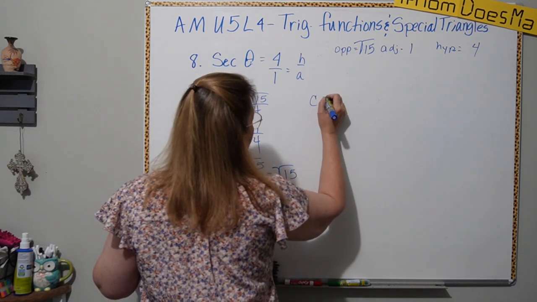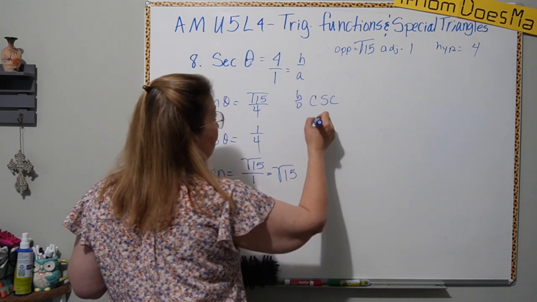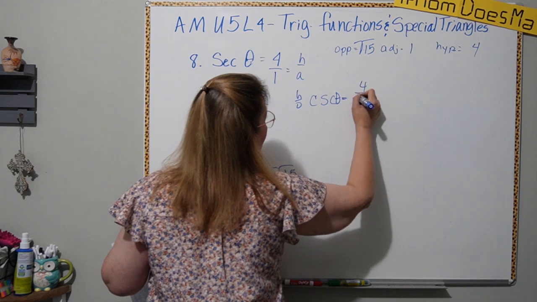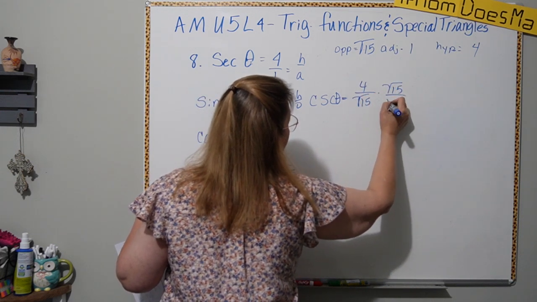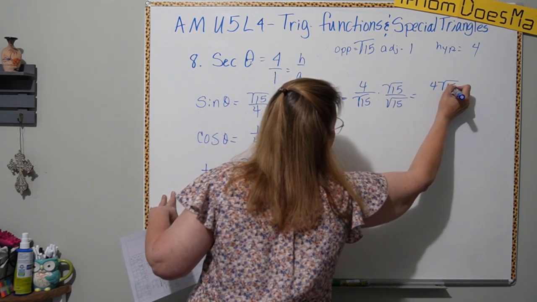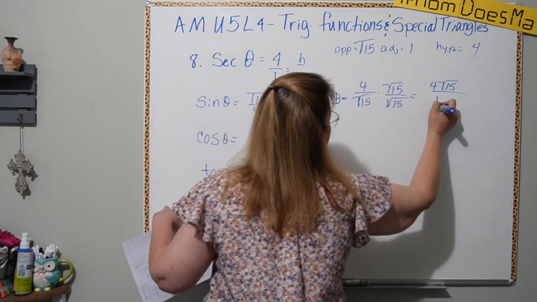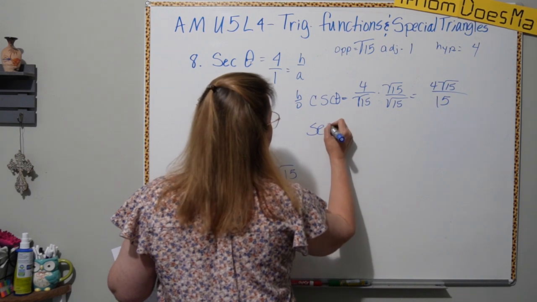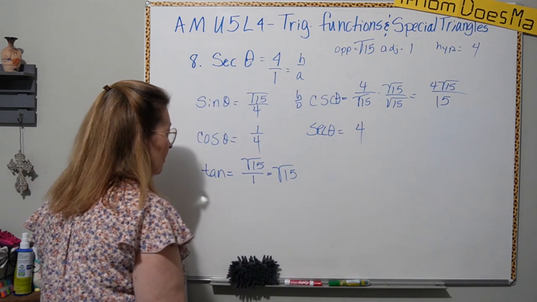Now let's do cosecant. Cosecant is hypotenuse over opposite, so that's going to be 4 over square root of 15, and we need to rationalize. Square root of 15, square root of 15. So this is going to give us 4 times square root of 15 on the top. Square root of 15 times square root of 15 is just 15, and those won't reduce. All right, our secant is just this flipped. So we can just put 4 there.